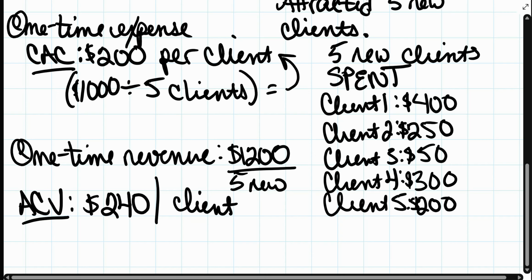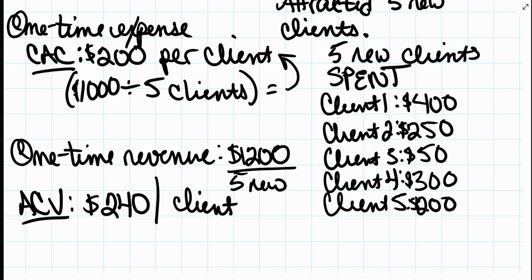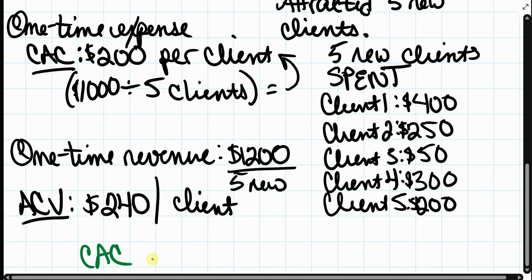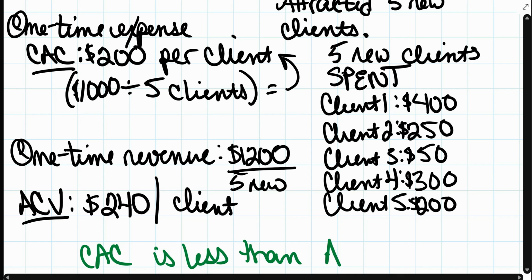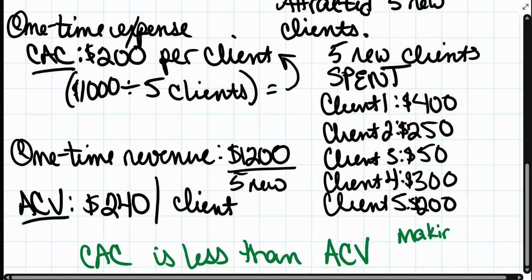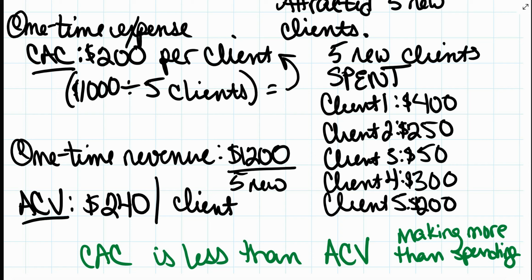And so now we can see if my client acquisition cost is a good thing or a bad thing compared against my average client value. On average, it's costing me less. So in this case, I can see my customer acquisition cost is less than my average client value. What this means is I'm making more money than I'm spending. This is a good thing. When I make more money than I spend, that means I have profits, and profits go into my pockets, and I love me some cash money.